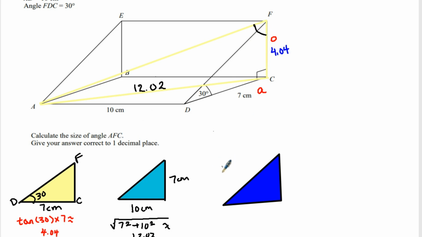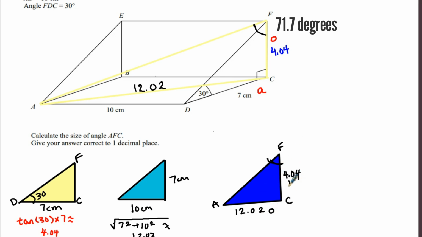Finally, we are able to answer the question, which is calculating the size of the angle AFC. Since we are looking for an angle, we use SOHCAHTOA. Again, we are using tangent because we have an opposite and adjacent side. Remember to type Shift-tan in your calculator to find the angle. The answer is 71.7 to the first decimal place.